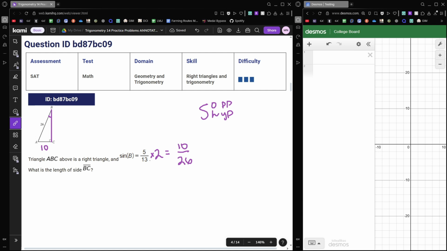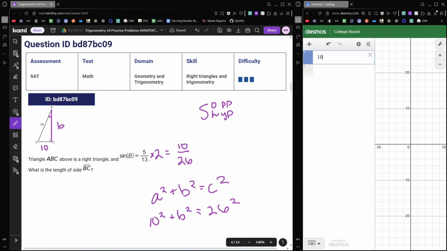We're going to use the Pythagorean theorem, which is a squared plus b squared equals c squared. So a squared is going to be 10 squared plus b squared, which is what we're trying to find, is equal to c squared, which is always the hypotenuse. And now you can solve for b.